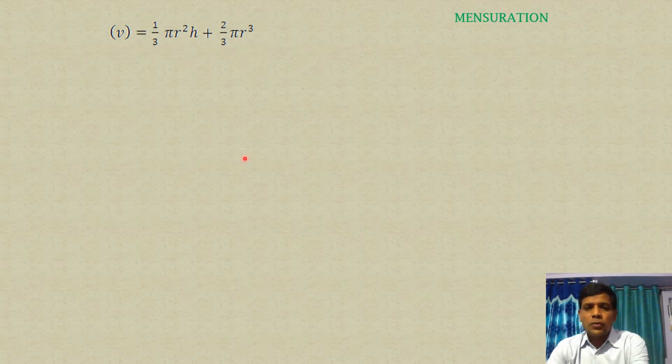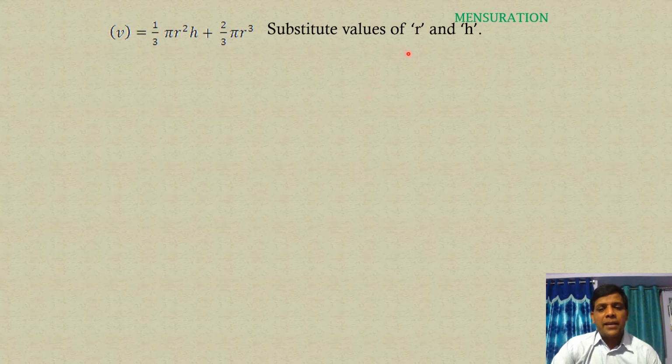Volume of conical part plus volume of hemisphere part. So volume of the conical part, the volume of a cone, is 1 by 3 pi r square h, plus volume of hemispherical part, 2 by 3 pi r cube. Substitute the values of r and h in the given formula.